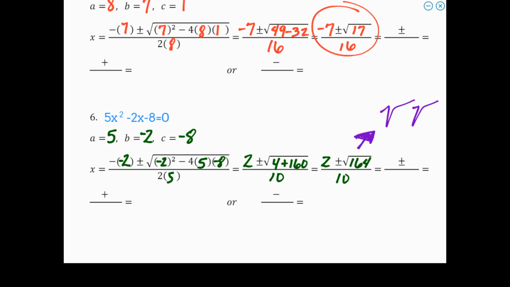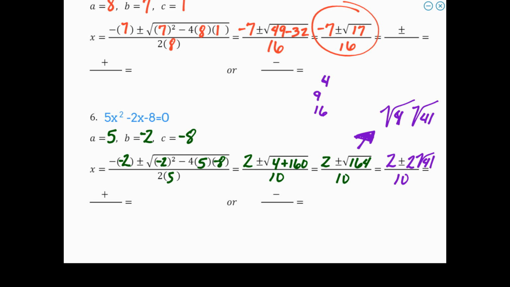So my perfect squares are 4, 9, 16. Do any of those go into 164? 4 does. So 4 times what? 41. 41 is a prime number, which means there's not going to be any other factors that go into it. So what's the square root of 4? 2. So in this step right here, we are going to have 2 plus or minus 2 square roots of 41, still over 10.